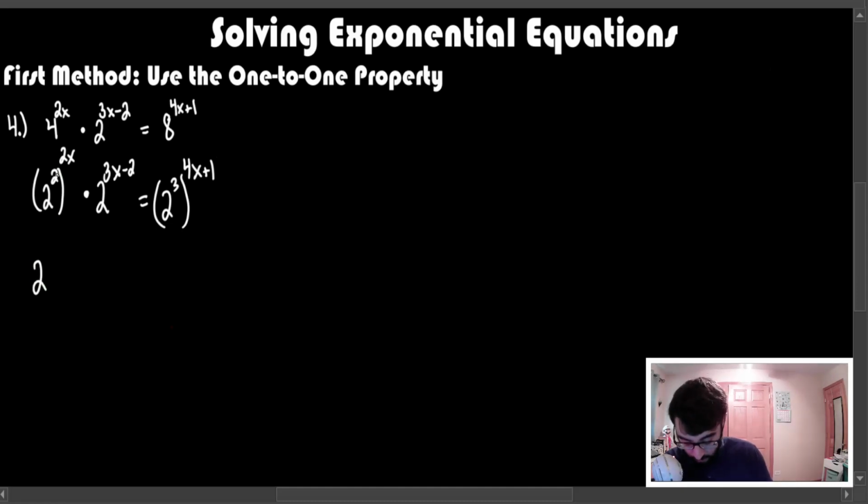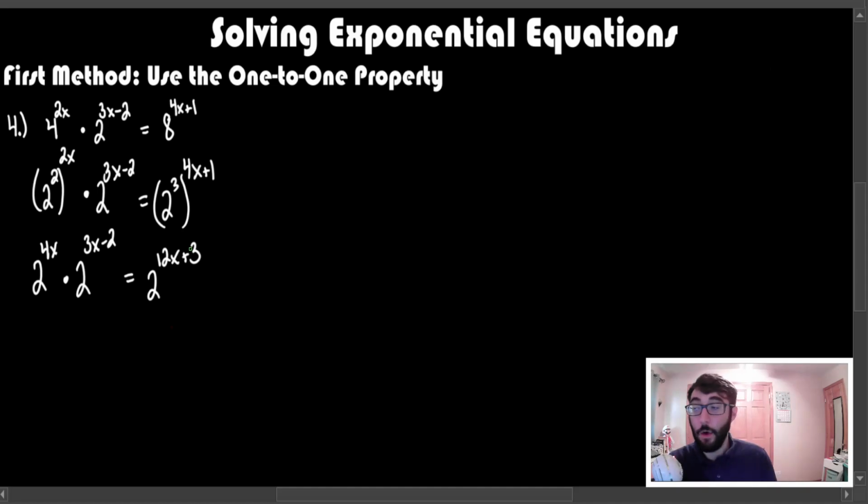So this is going to be 2. Well, this was 2 raised to the 2x power, so that's going to become 4x. We multiply the exponents times. This one I don't have to change anything yet. Is equal to, well, here I had 8 raised to the 4x plus 1 power, so now I have to distribute that 3 to everything. So it's going to be 2 raised to the 12x plus 3 power. Now, I can't use the one-to-one property yet because I don't have a single exponential expression on the left-hand side. I need to do that.